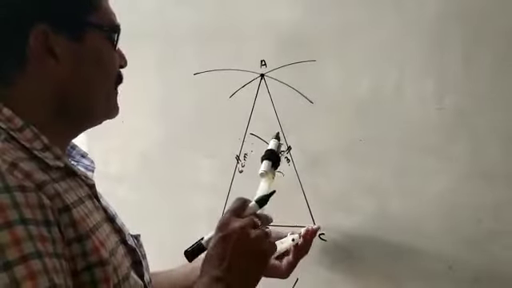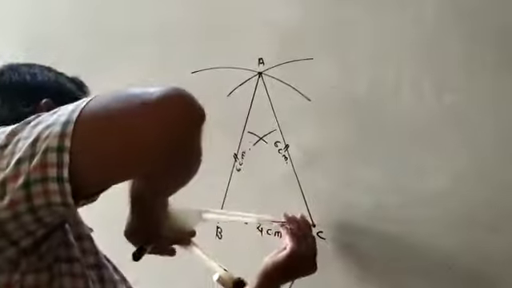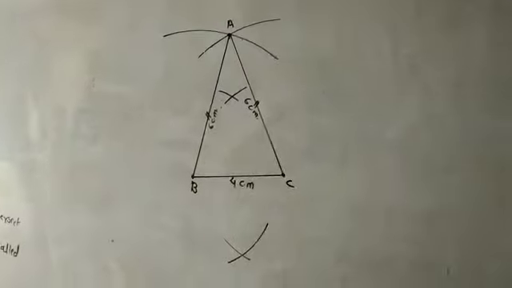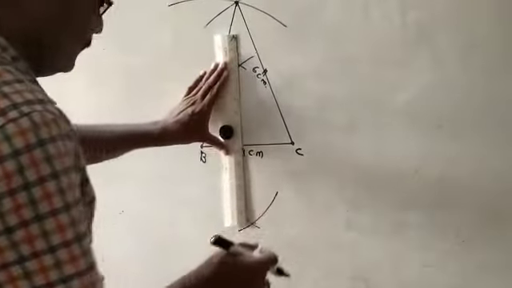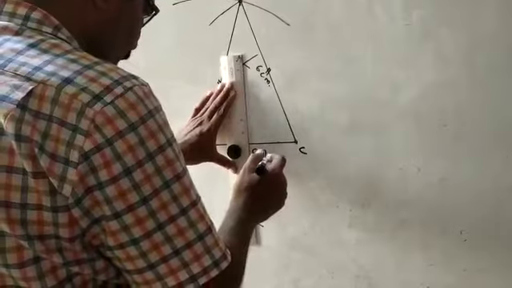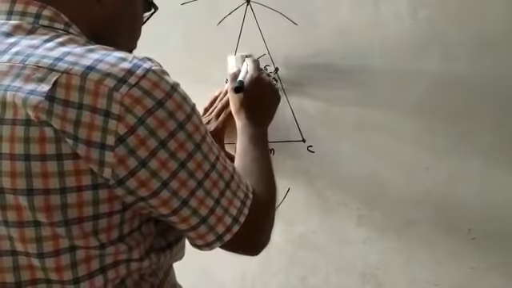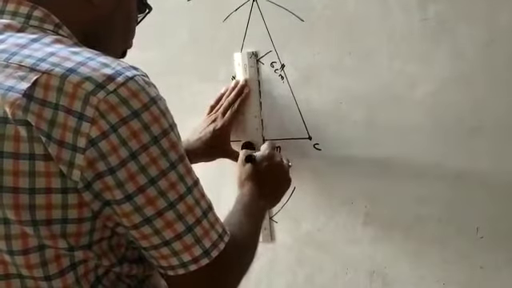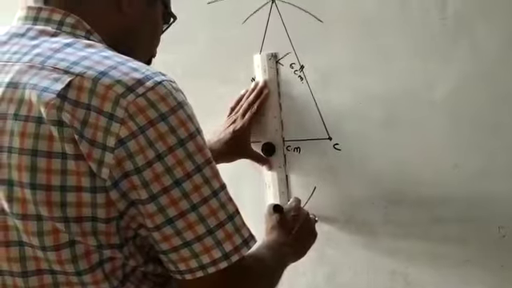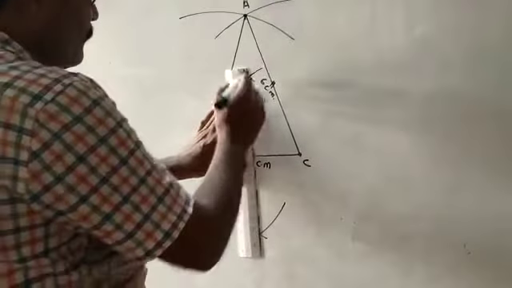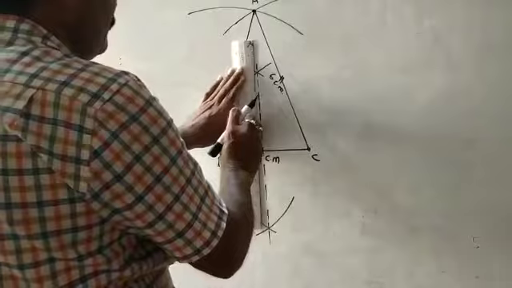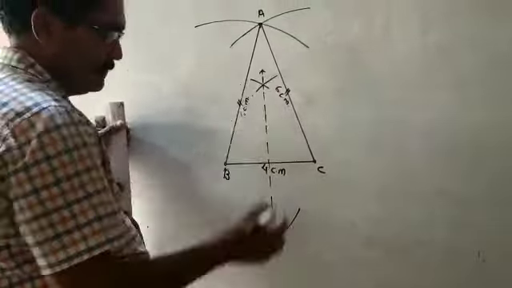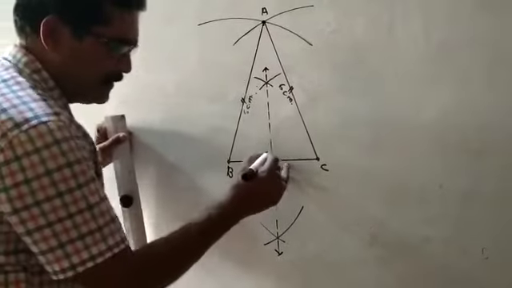In the same manner, you have to keep the pointer on C and make the arc like this. This point of intersection of the arcs, you have to join by the scale. Here, you have to join by the scale. Here, this is the altitude. Okay, here a right angle will form.